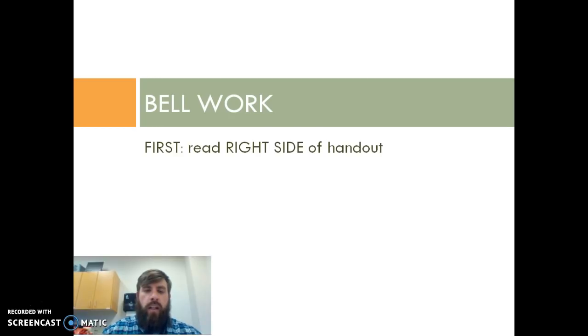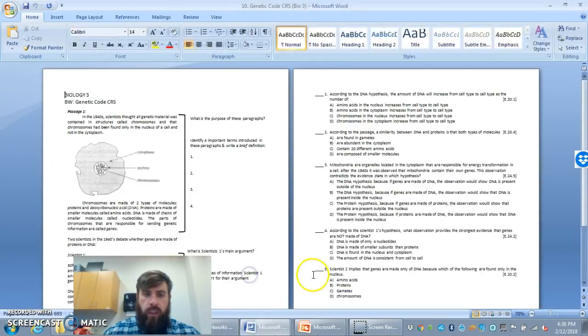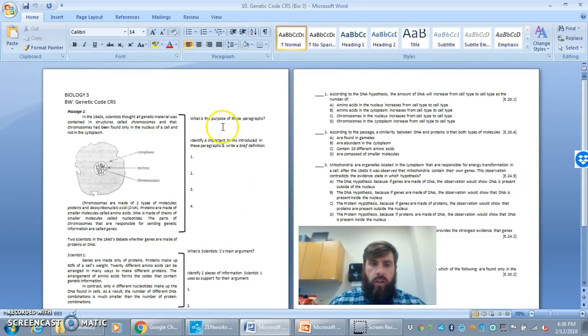Find your 11 o'clock partner, and that is who you're going to work with to complete the bell work, which is the sheet that looks like this. So you are going to read the questions on the right-hand side of the front side, just this side over here. Okay, so you're going to read these questions.